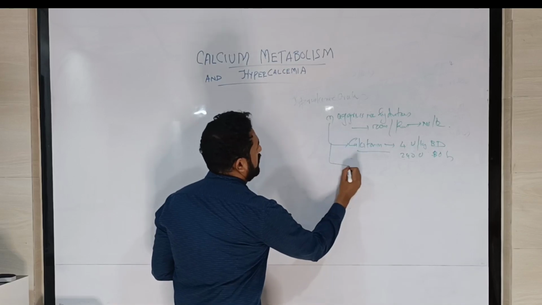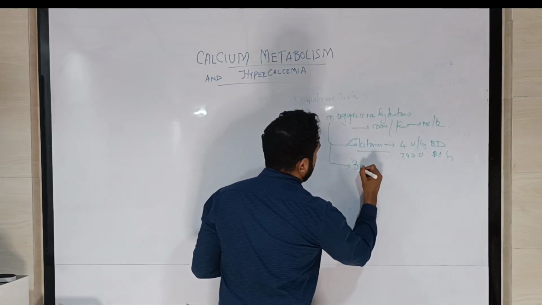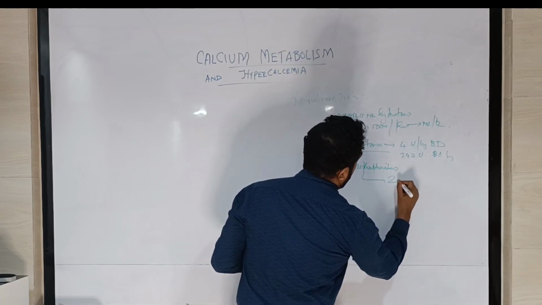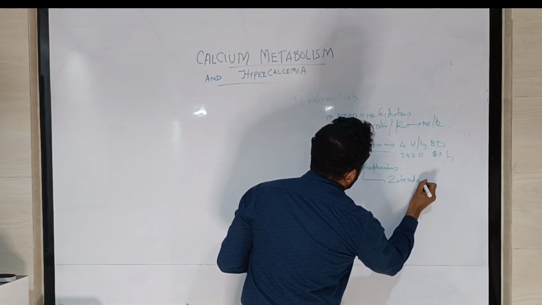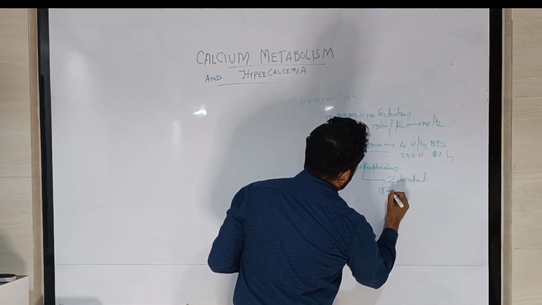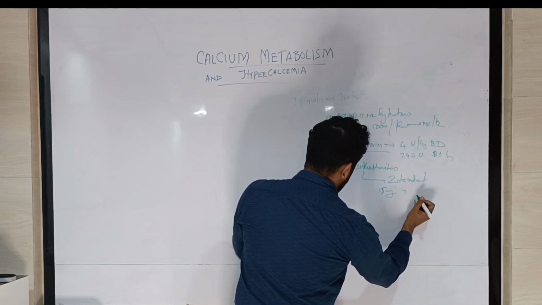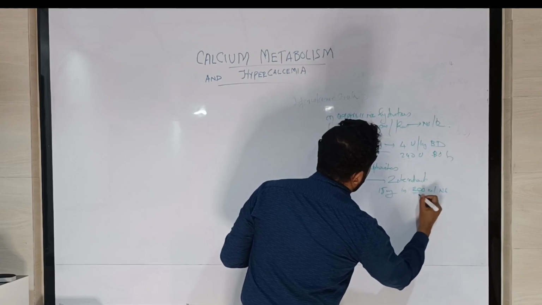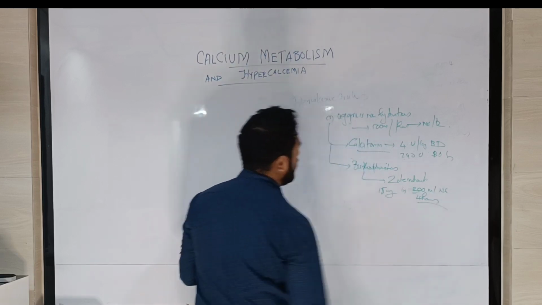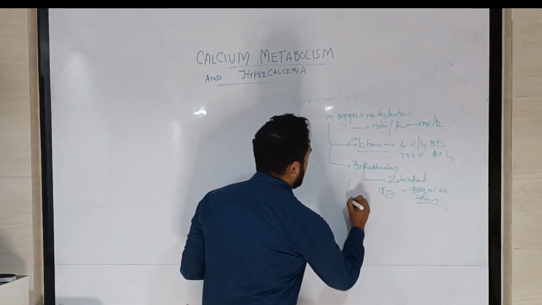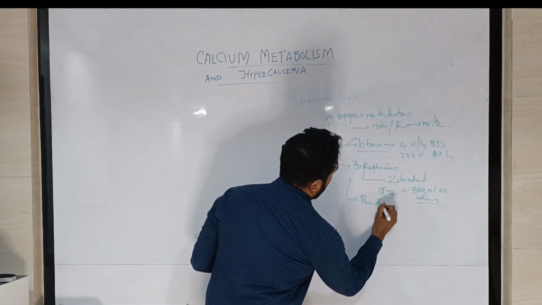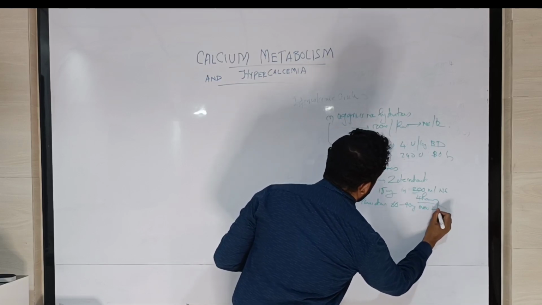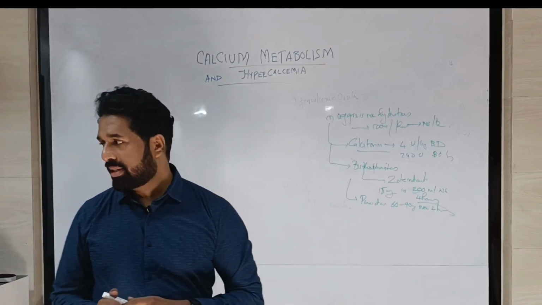Now, the other things that can be tried are bisphosphonates. You can give zoledronate 4 milligram in 100 ml normal saline over 15 minutes. Okay, that's how you manage it. You can also give pamidronate 60 to 90 milligram over 2 hours. So that is how you manage hypercalcemia.